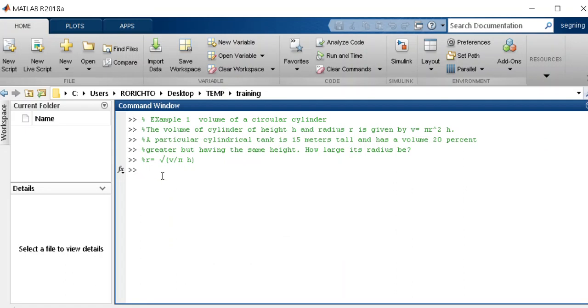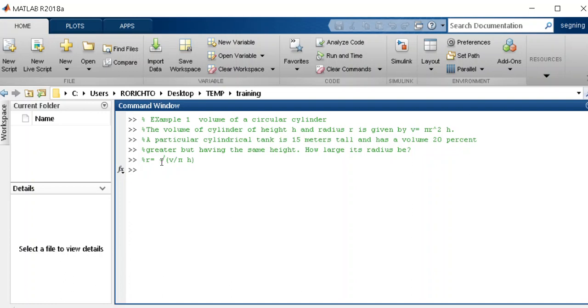So we start from the square root function. MATLAB has hundreds of built-in functions, and one of these is the square root function. A pair of parentheses is used after the function name to enclose the value. It's called the function argument, which is operated on by the function.